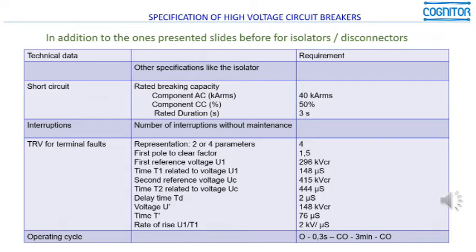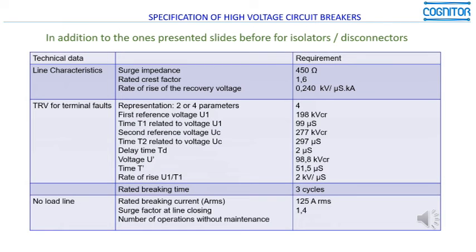Suppose that the short circuit was still in place, it was not eliminated, and then the circuit breaker needs to open the circuit again. You wait 3 minutes more, and then you do another close open operation, as the short circuit is persistent in the system. And you use this operating cycle during some of the main breaking tests that we have to do.